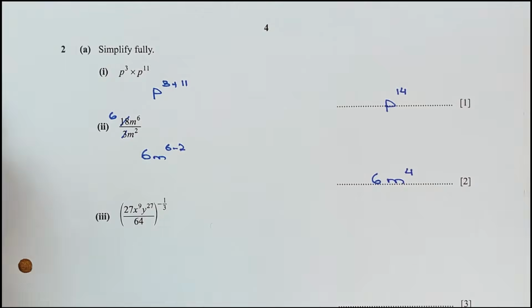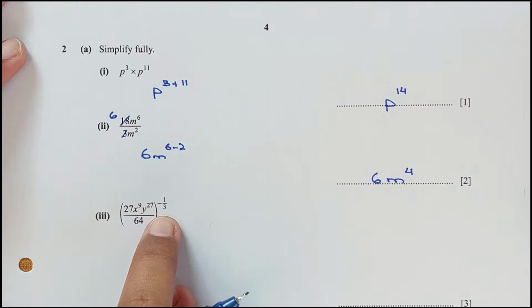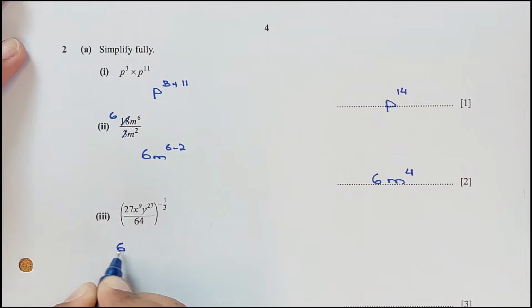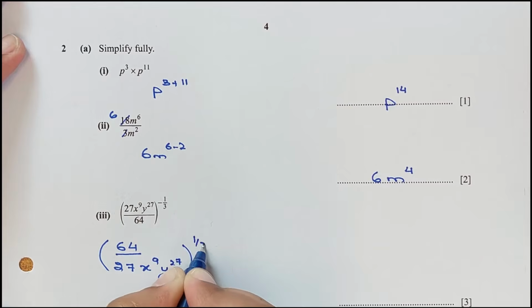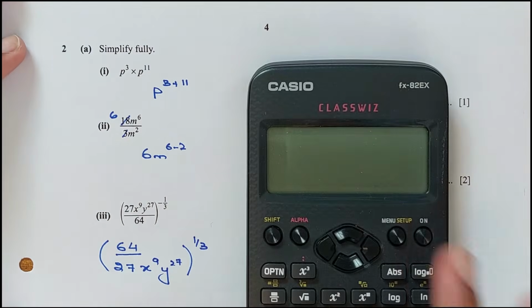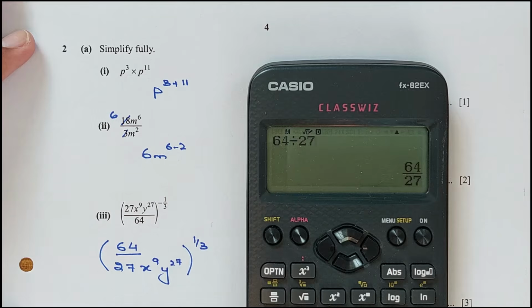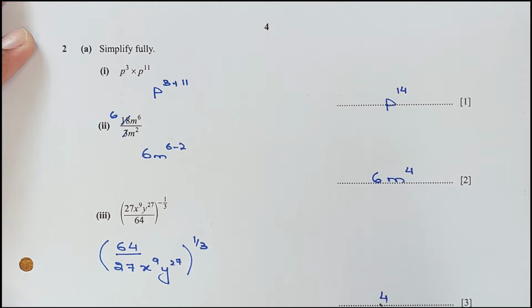All right. And for number 3, we have a negative power, so we have to switch the numerator and denominator. So 64 is going to be divided by 27, x 9 and y 27, and its whole power is now 1 by 3. So first we have to calculate 64 divided by 27 and the cube root of the answer, which is 4 by 3, right? And we have 3 times 3 is 9, so x power 3, and y is 3 times 9 is 27, so y power 9.